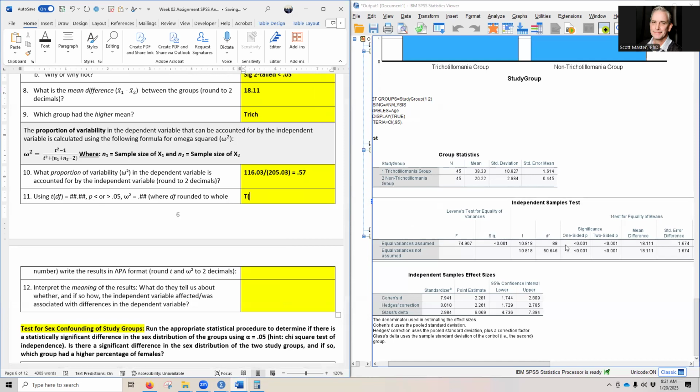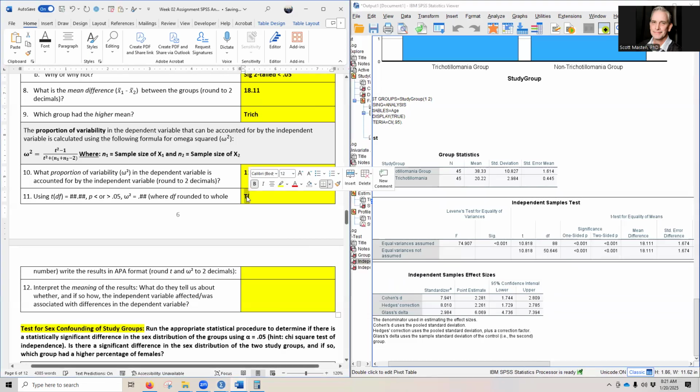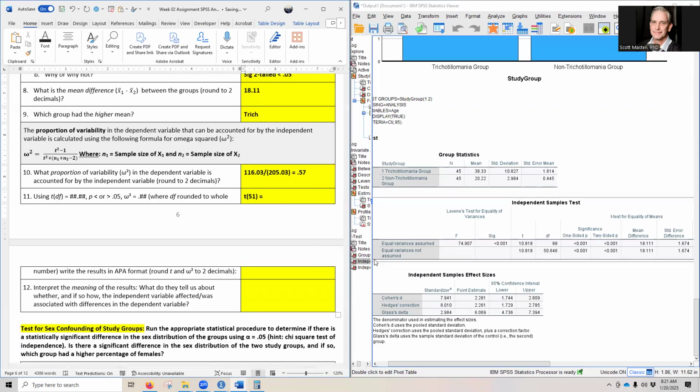T, degrees of freedom right here is rounded to the whole number. So round that to 51. So degrees of freedom. T, 51 degrees of freedom is equal to a T value right there of 10.82, comma, P is less than 0.05, comma, and I'm just going to be copying this over because I ain't got time to go look that up.